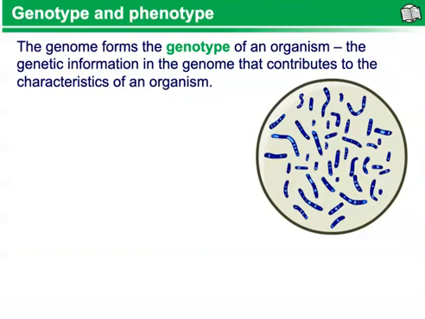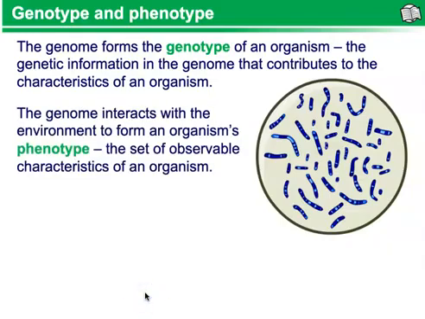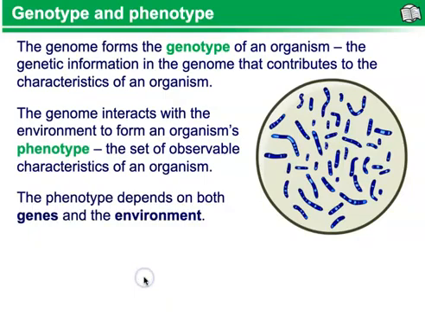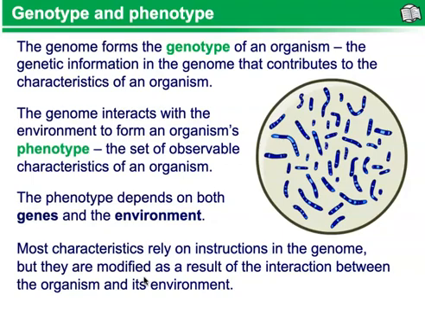Genotype and phenotype. The genome forms the genotype of an organism, the genetic information in the genome that contributes to the characteristics of the organism. The genome interacts with the environment to form an organism's phenotype, the set of characteristics that are observable in an organism. The phenotype depends on both genes and the environment. Most characteristics rely on instructions in the genome, but they are modified as a result of the interaction between the organism and its environment.